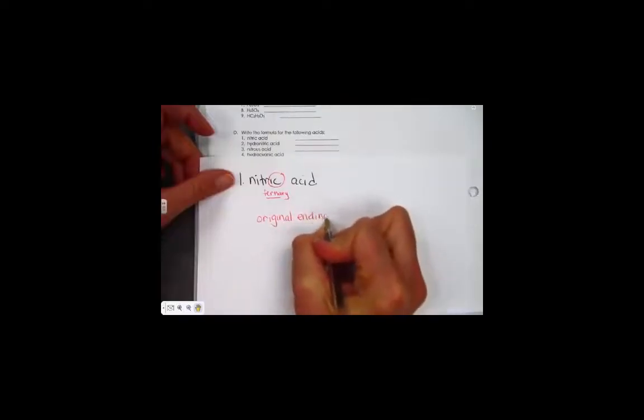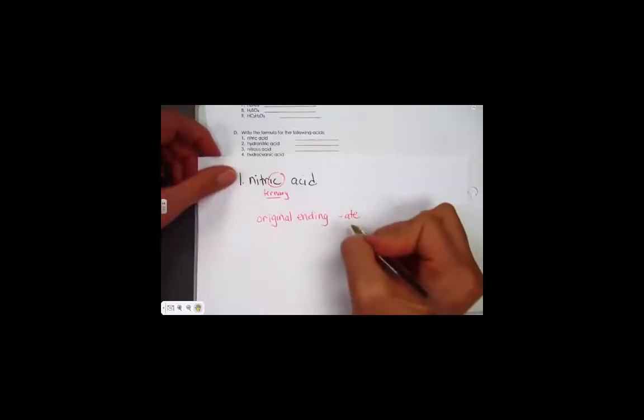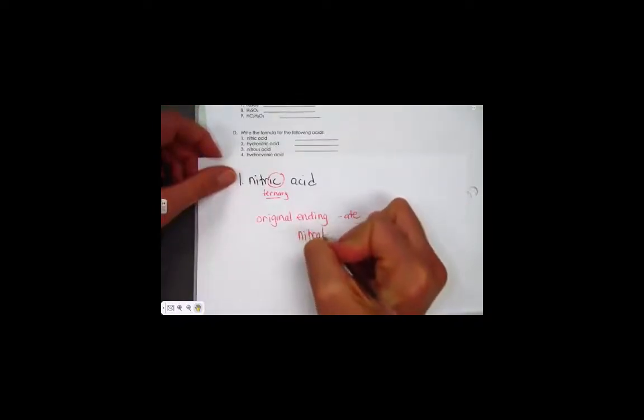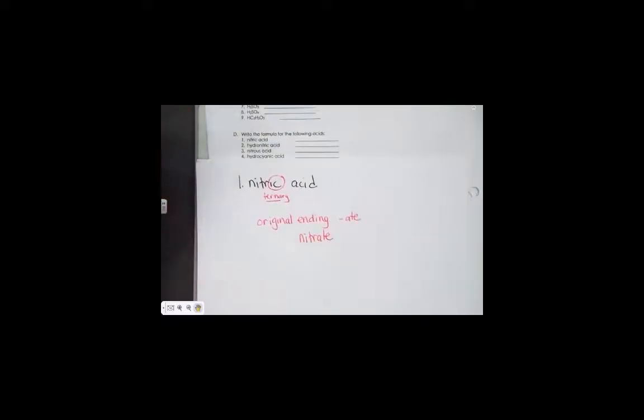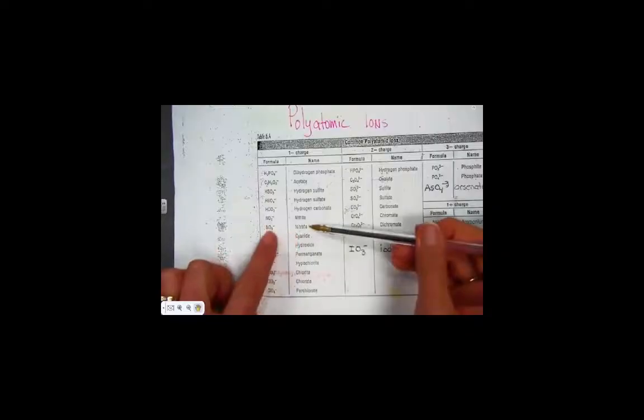If the original ending on our polyatomic ion is ATE, what we're finding on the polyatomic ion chart is called nitrate. And nitrate is right here in the middle of our first column. NO3 -1, nitrate. So I went to work and found the negative, NO3 -1. What's the element that always starts an acid's formula? You got it. It's hydrogen. HNO3, nitric acid.